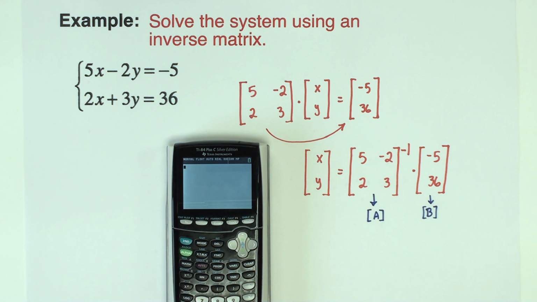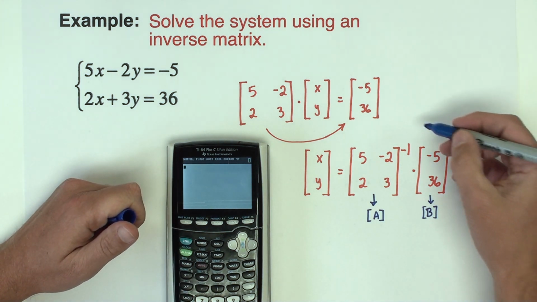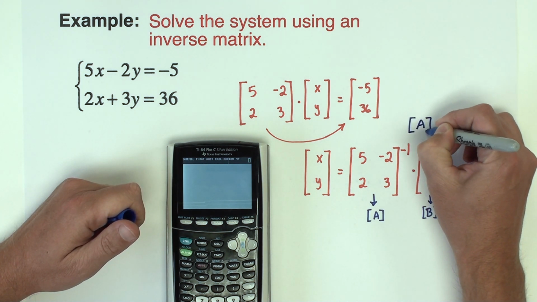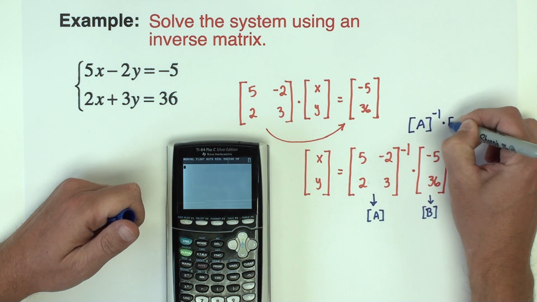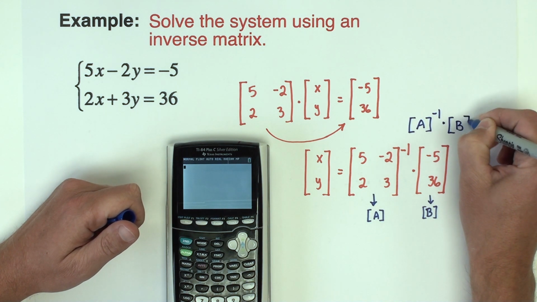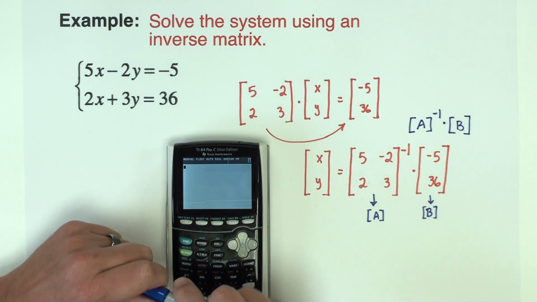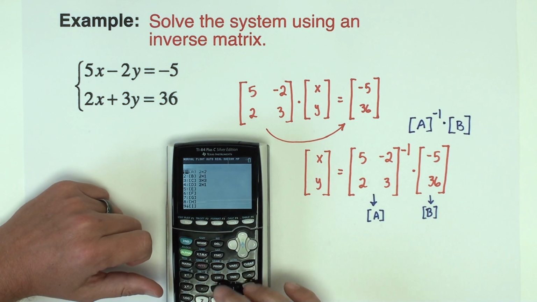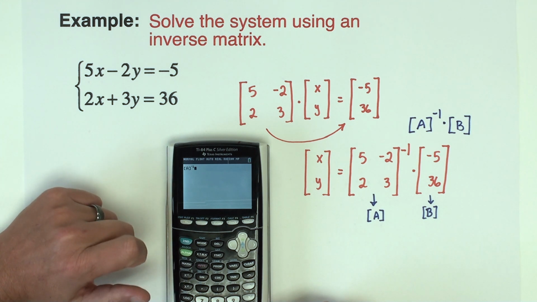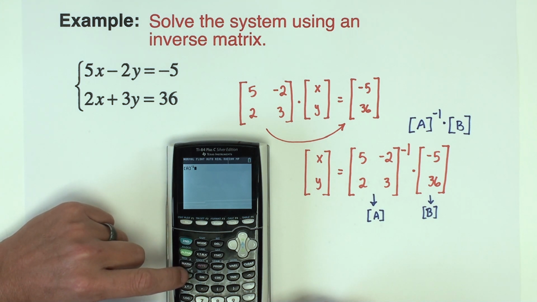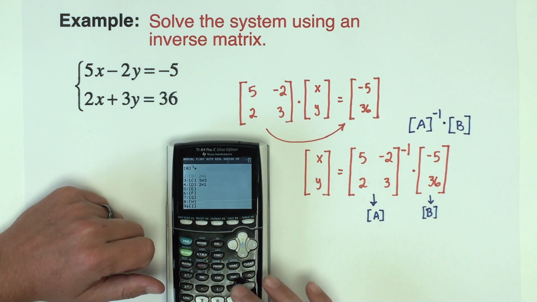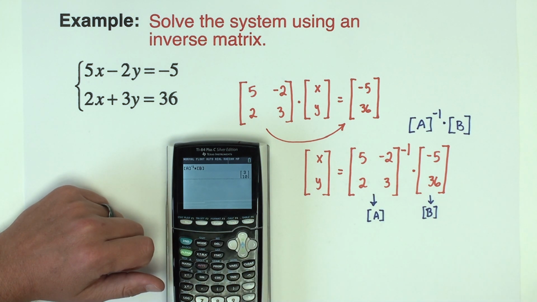All I need to do now is do A inverse times B. So I'm going to pull that up into the main screen on the calculator. So I'm going to pull in matrix A. I want the inverse of that, so I'm using this inverse button right here. I'm going to multiply that times matrix B. And I get an answer for that.